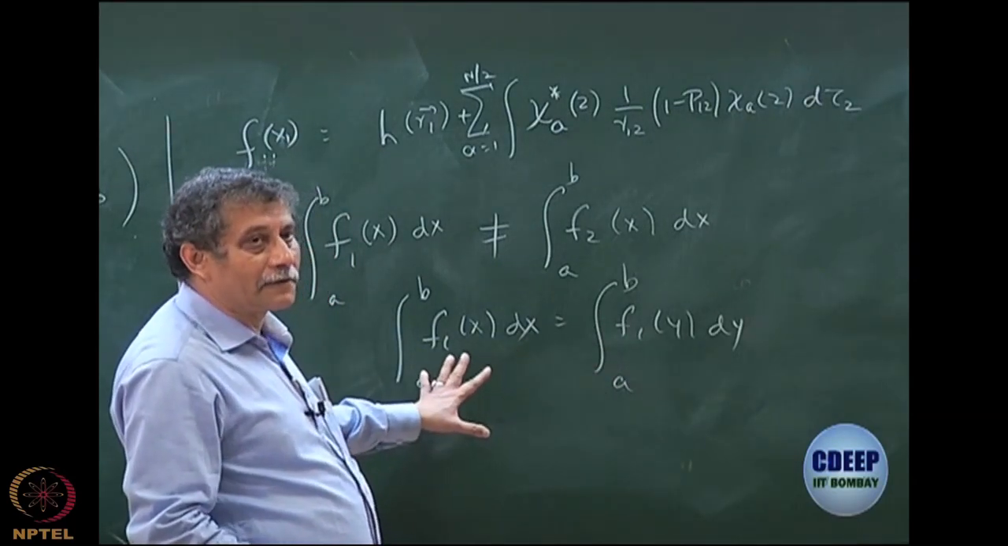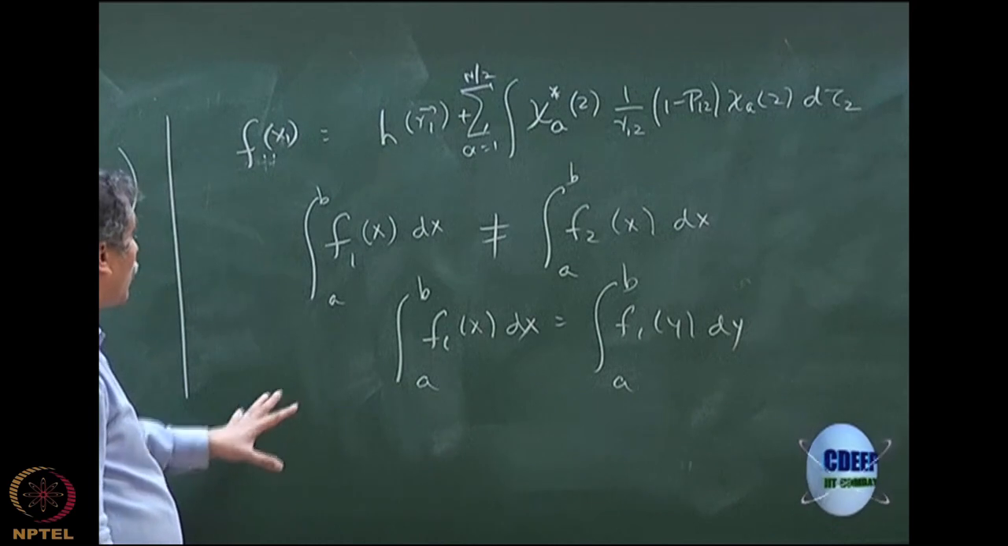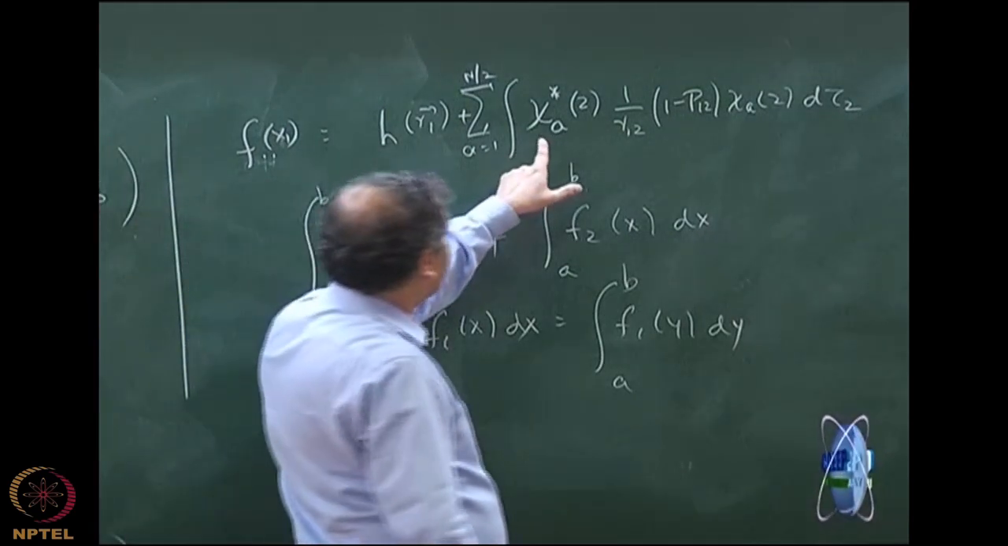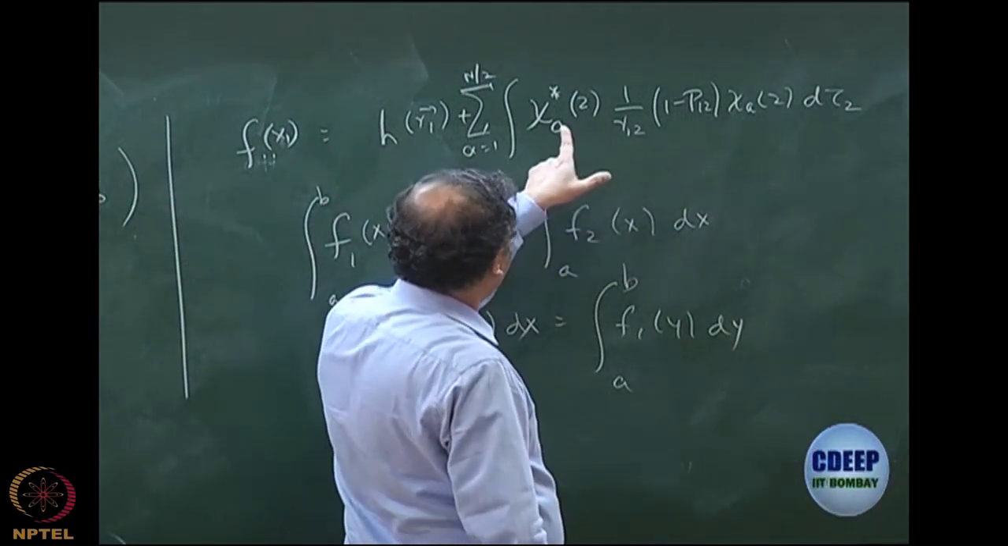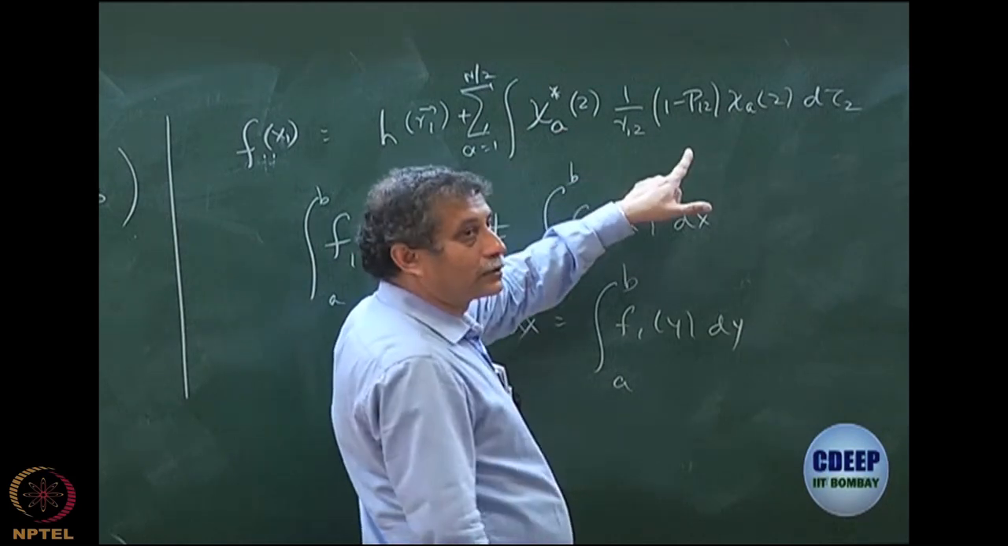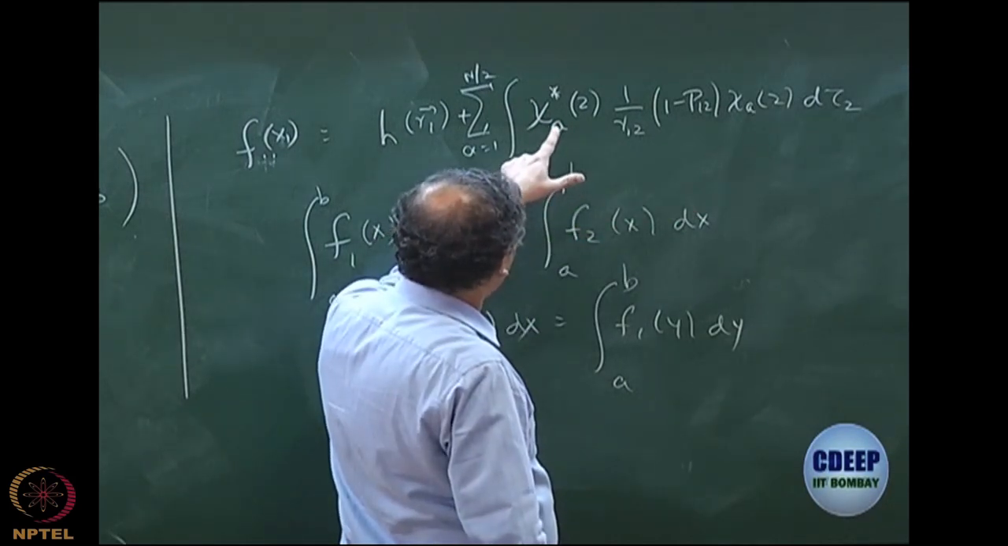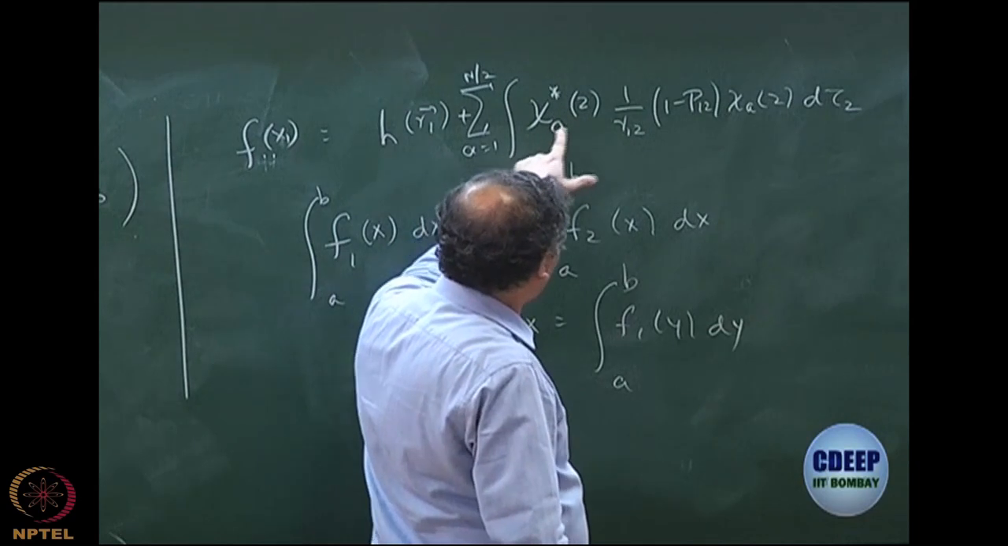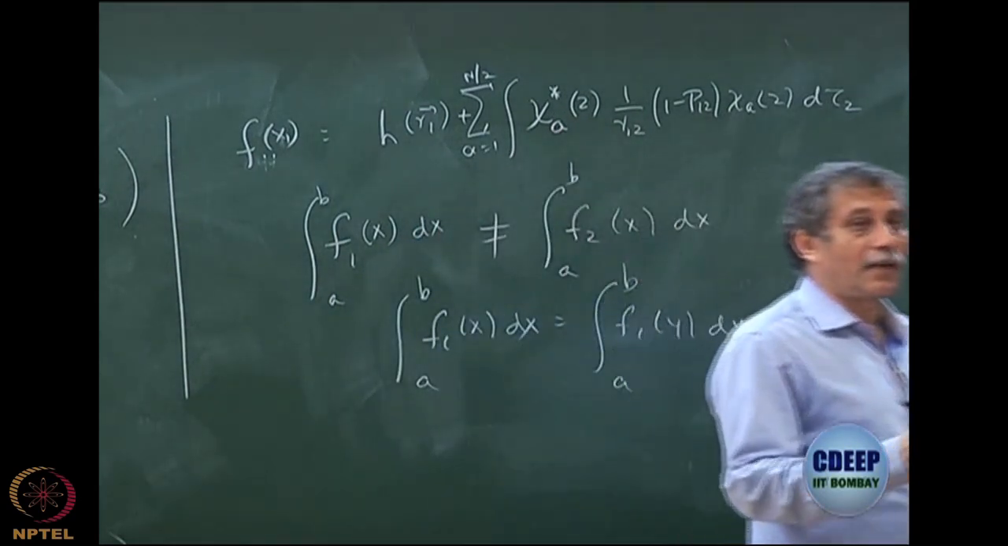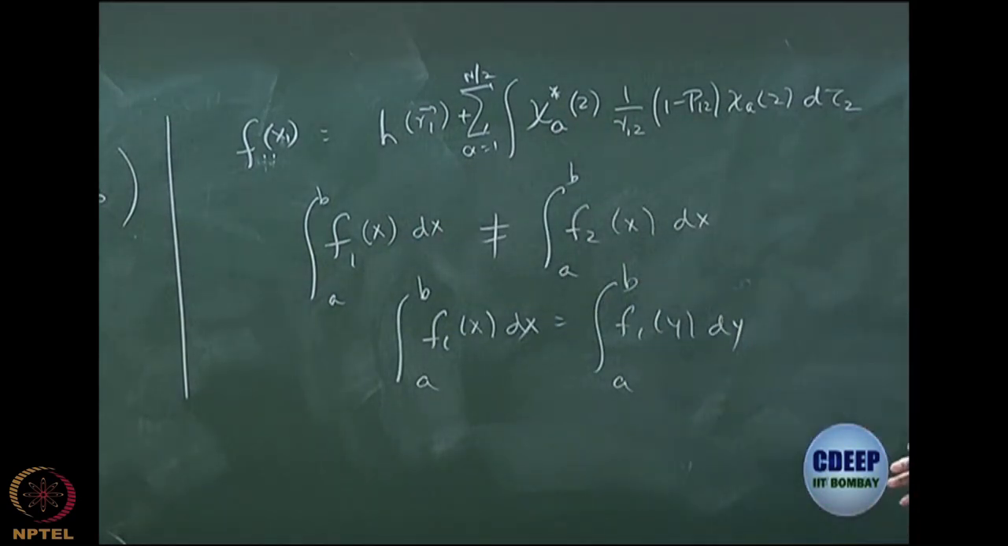Some people have confusion even about this. So, when you are using the coordinates, the coordinate is not an issue, the spin orbitals are the issue. So, I have to sum over A, because for each spin orbital the form of chi A is different. Chi 1, chi 2, chi 3, they are all different.